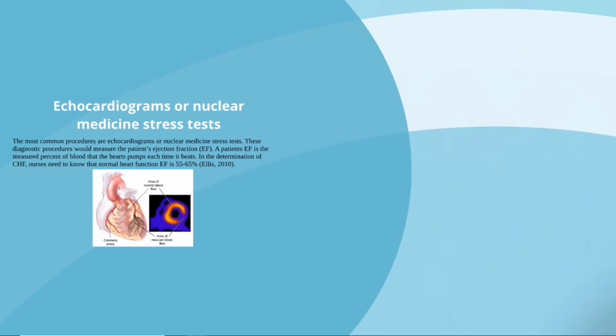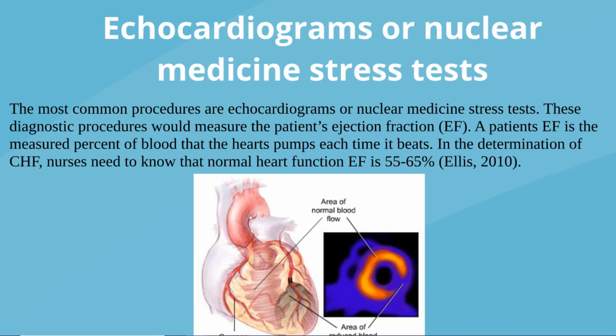Another diagnostic that can be used is an echocardiogram or a nuclear medicine stress test. These are the most common procedures in determining CHF in patients. These diagnostic procedures would measure the patient's ejection fraction, or EF. A patient's EF is the measured percent of blood that the heart pumps each time it beats. In the determination of CHF, nurses need to know that a normal EF is anywhere between 55 and 65% or greater.